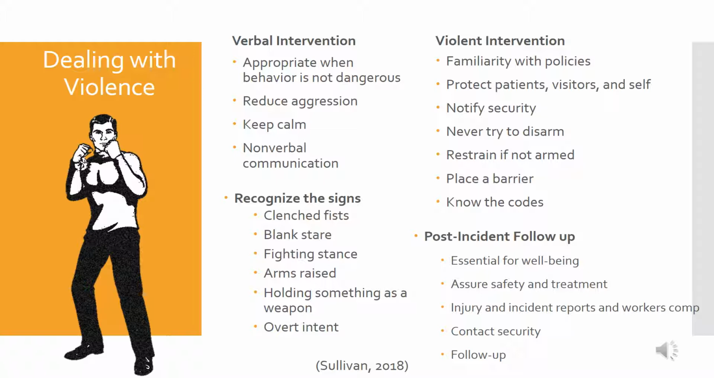If a violent event occurs, staff needs to be familiar with the policies of their organization regarding violence. In general, the staff must first and foremost protect the patients, visitors, and themselves. Security should be notified immediately. Never try to disarm a violent individual, but if the person is unarmed, recruit staff to help restrain the violent individual. This may involve creating a barrier between yourself and the violent person.